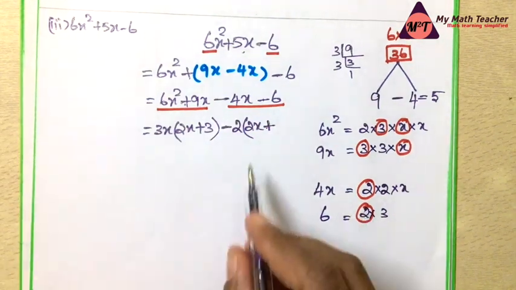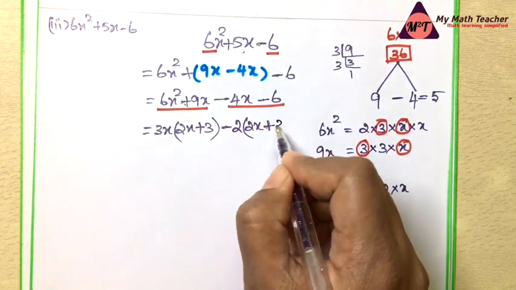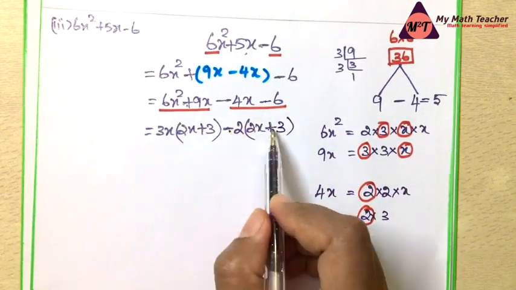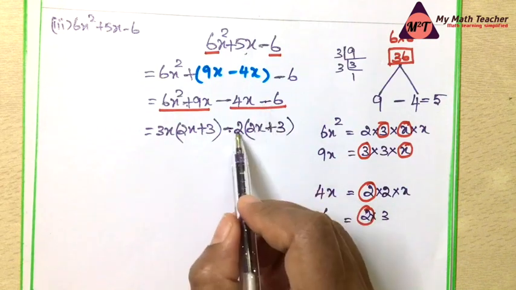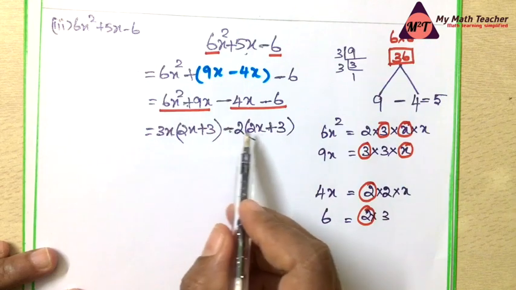Now coming to the last one, we have removed 2. What is remaining? That is 3. Now check. Minus 2, minus into plus is minus. 2 3s are 6. The same inside whatever you have here, the same will be here as well.